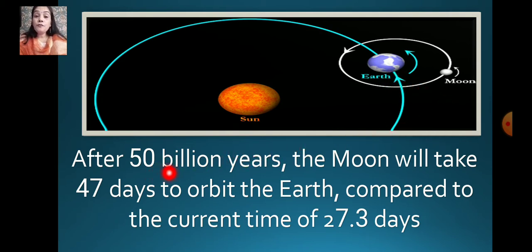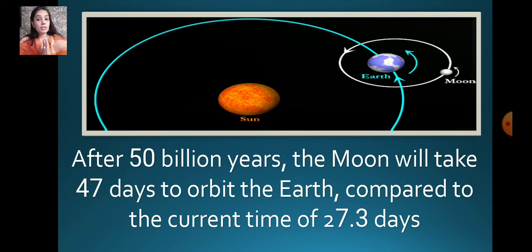Now after 50 billion years, what will happen? The moon will take 47 days to orbit the earth. The moon is going around the earth, and it is going to take 47 days to complete one rotation, compared to the current time. Now how much is it taking? Now it takes only 27.3 days to complete one orbit of the earth. But after 50 billion years, the moon will take 47 days to complete one orbit of the earth.